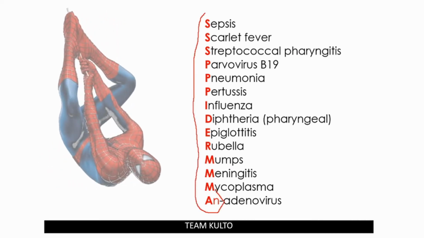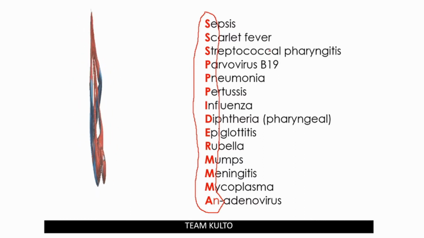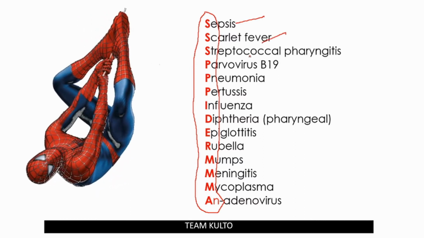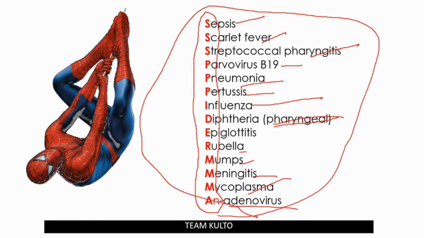Spider-Man. Oh, diba? We have sepsis, scarlet fever, streptococcal pharyngitis, parvovirus B19, pneumonia, pertussis, influenza, diphtheria. Pharyngeal, hindi yung laryngeal, kasi may isang klase ng diphtheria, yung tinatawag nating laryngeal diphtheria. This one is pharyngeal diphtheria. Next, epiglottitis, rubella, mumps, meningitis, mycoplasma, and yung man mo naging adenovirus. Okay? Once again, ito yung mga diseases that can be transmitted through droplet.